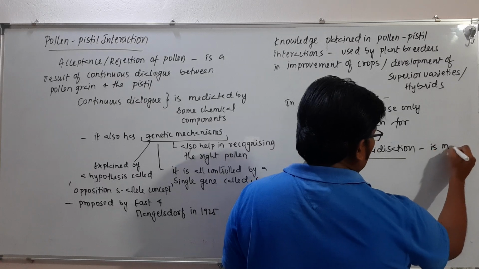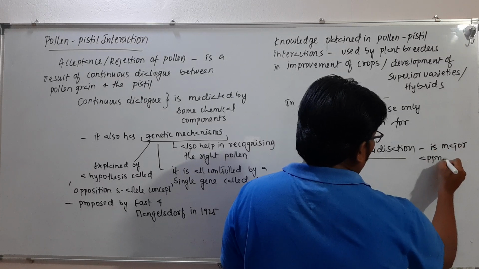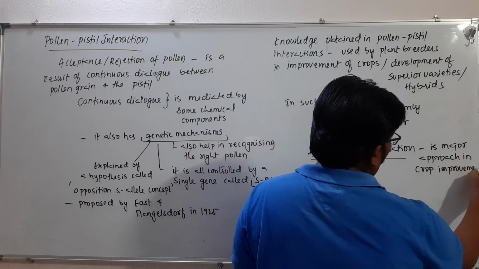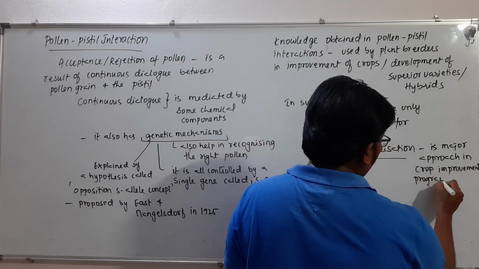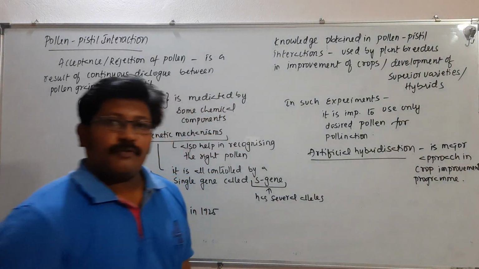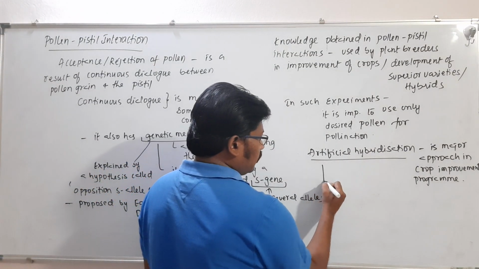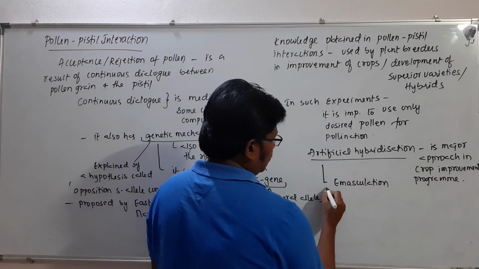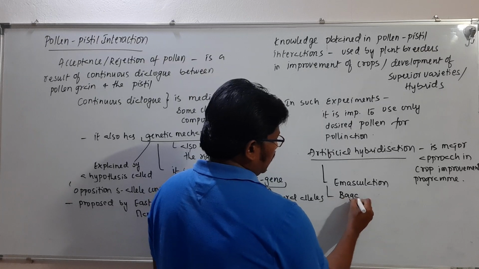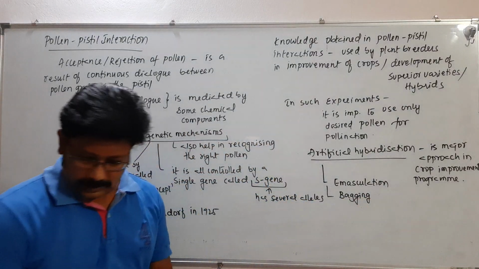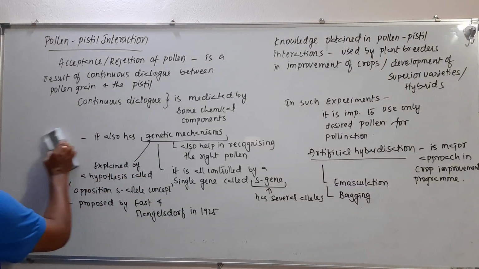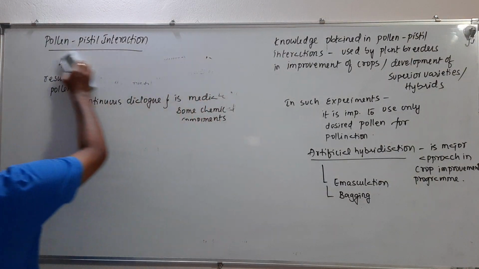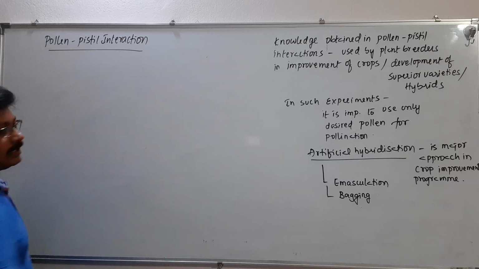This artificial hybridization will involve two steps, one called emasculation and another step called bagging. We'll see these two steps in detail, how emasculation is performed and then how bagging is performed.